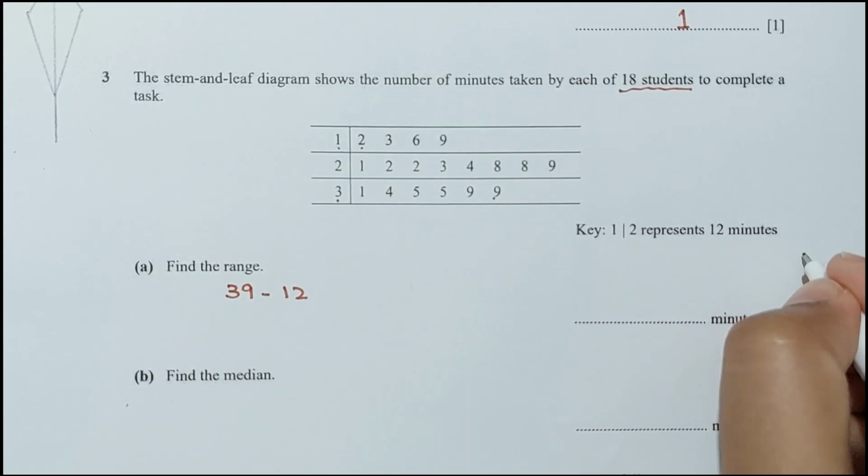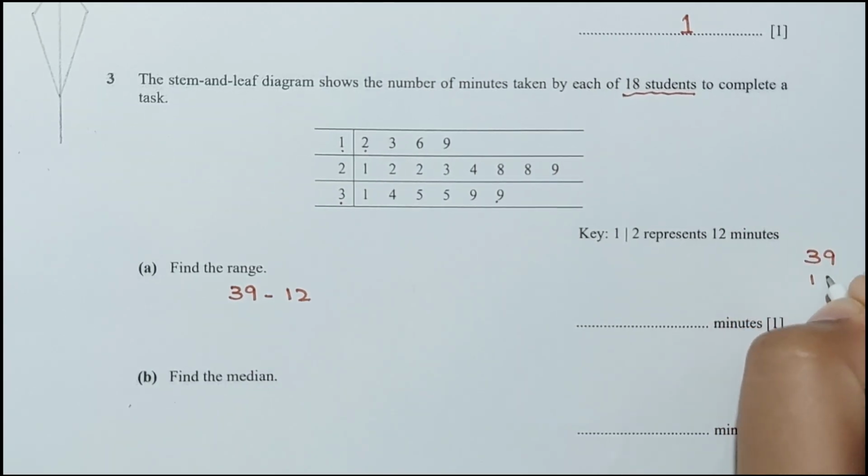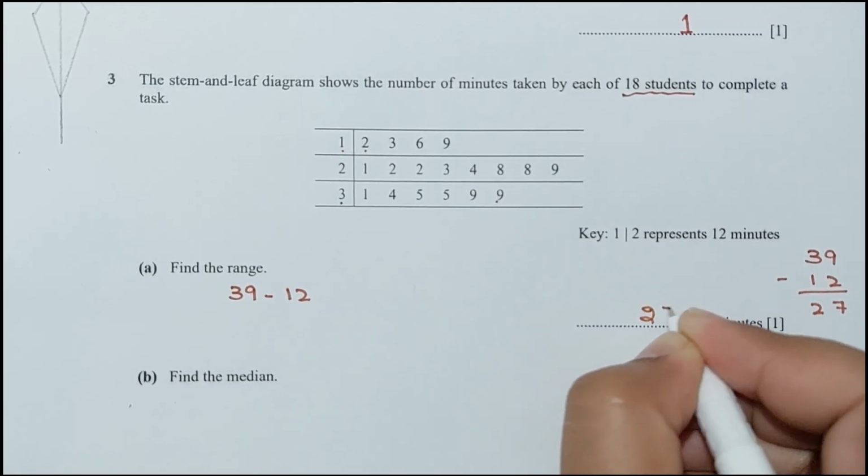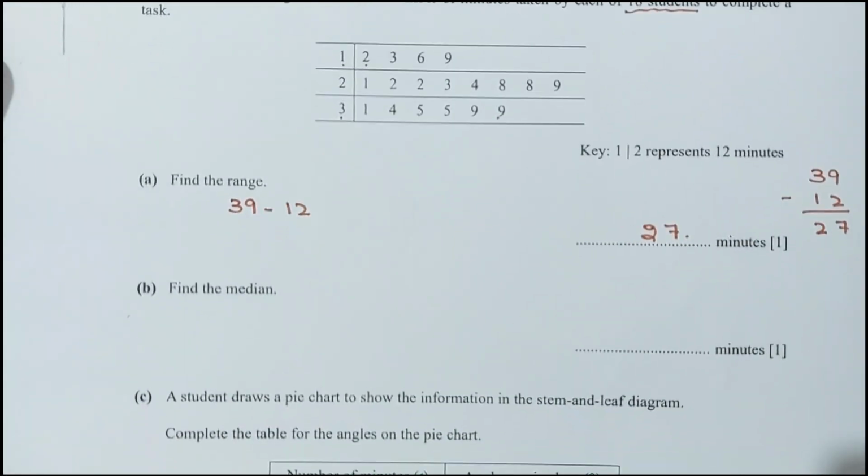Let's do the subtraction. 39 take away 12. From 9, take away 2 is 7. And from 3, take away 1 is 2. So 27 minutes is the range. Part B, find the median.